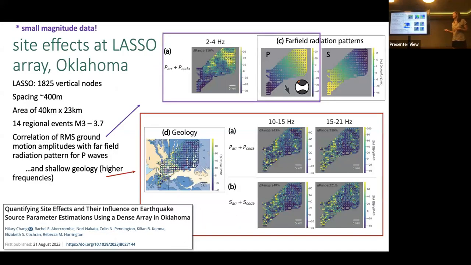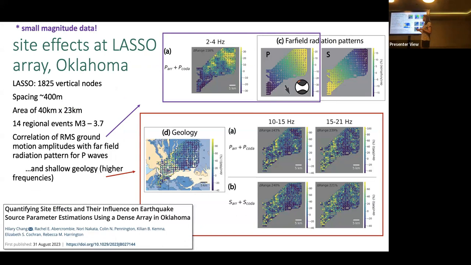Perhaps very similar to that Sagebrush Flats array is some work at LASO. This is not my work, but this is a recent paper that just came out, I think, a week ago, so check it out. Again, similar, but a little bit larger spacing here for the LASO array, about 40 kilometers by 20 kilometers with 400 meter spacing, and some regional events between magnitude 3 and 3.7.